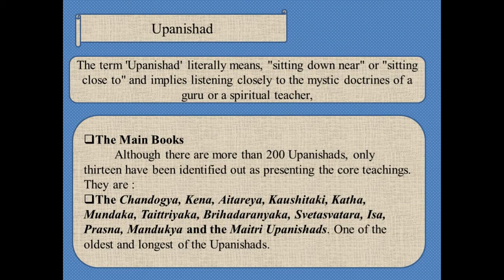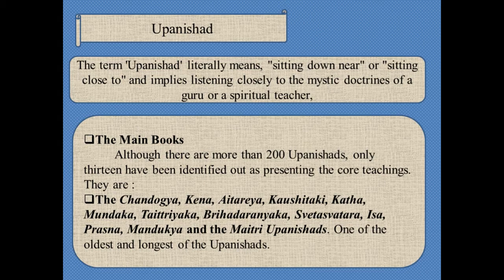The term Upanishad literally means sitting down near the Guru, very close to the Guru, the spiritual teacher, whatever knowledge he has acquired would be passed on to his disciple. The mystic doctrines that are closely listened to by the student, sitting close to the Guru, are called Upanishad. The word is derived from two words, Upa and Nishad. Upa means close, or sitting close to the Guru.